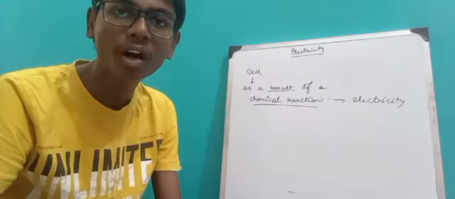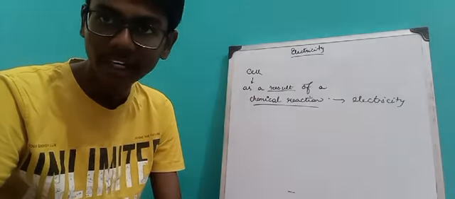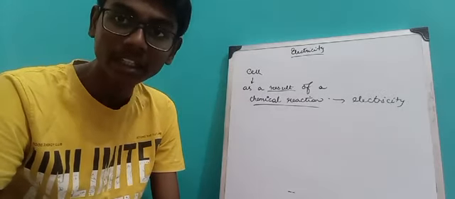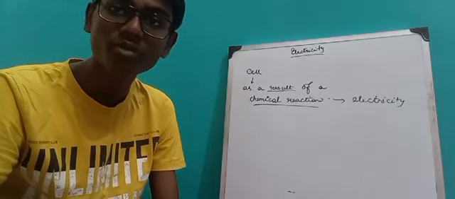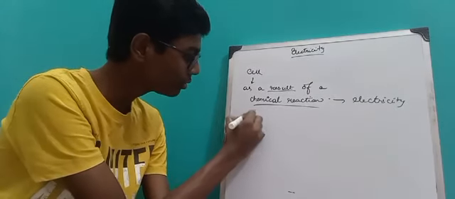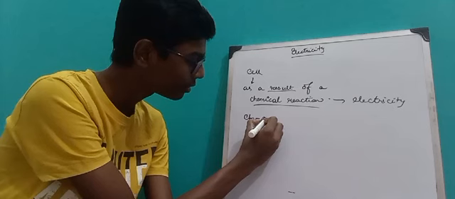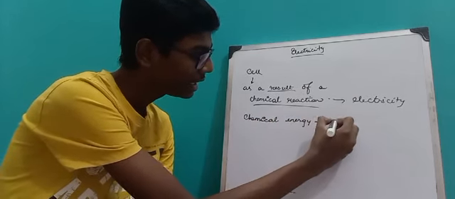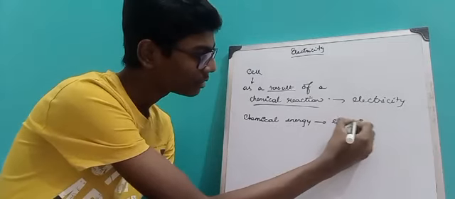Now, as per the law of conservation of energy, we know energy can neither be created nor destroyed. Rather, it can be transformed from one form to the other, right? So here also we find that chemical energy is getting transferred into electrical energy.